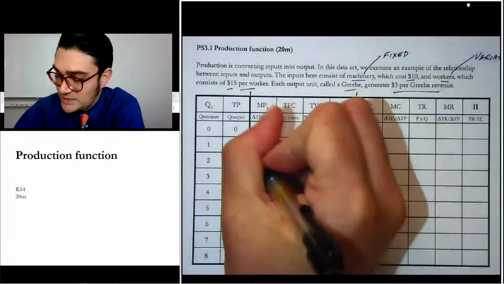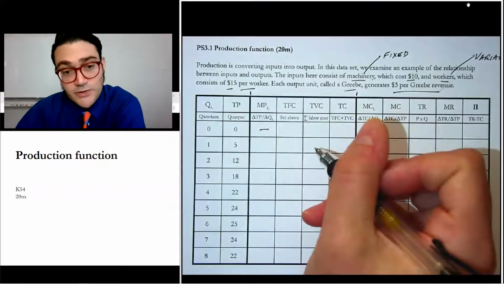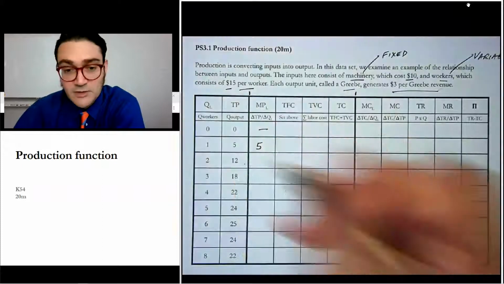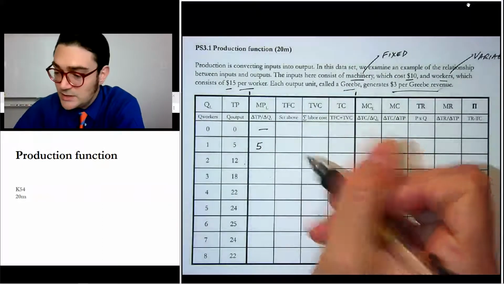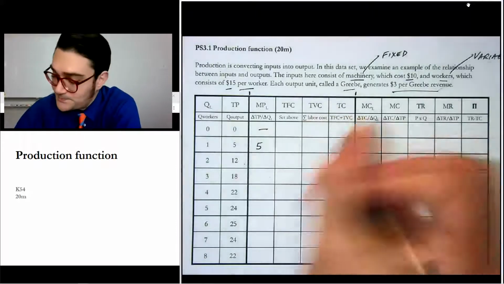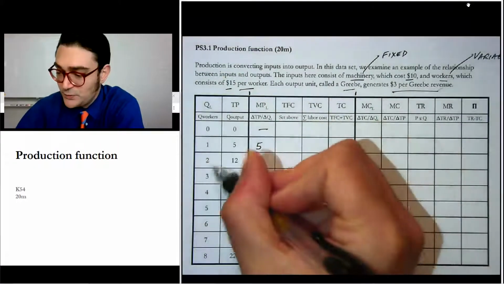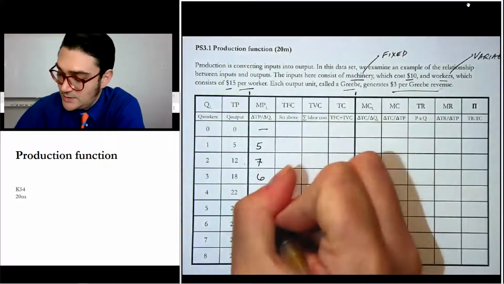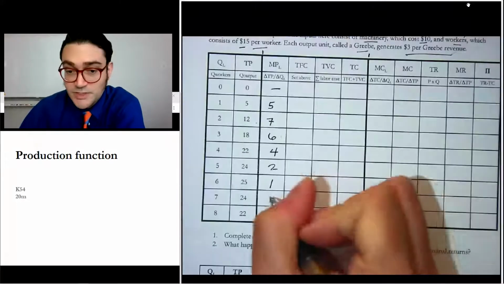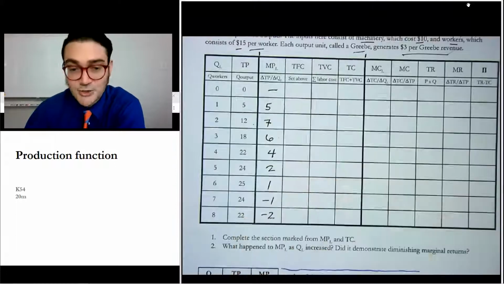But for this one, 0 to 5, well, the change in total product is 5, and the change in workers is 1, so 5 over 1. And then 5 to 12, the change there is 7, and 1 to 2, the change is 1, so 7 over 1. 12 to 18, 6 over 1, it's just 6. And so we'll go on here. And then notice we do get to some negative values, just like we did in the lecture.